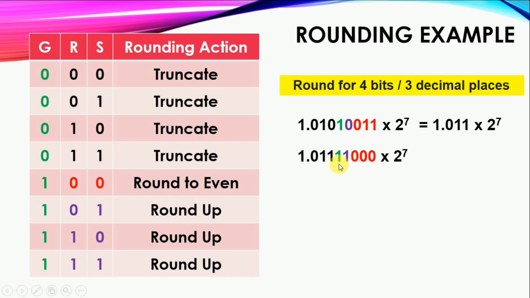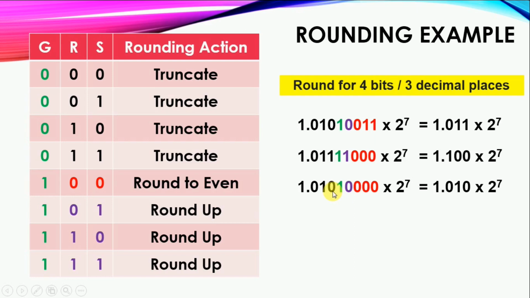Next case: here also my guard bit is 1 and the sticky and round bit combination is non-zero. So I have to round up by adding logic 1 at the LSB. Now this is the special case I mentioned previously. My guard bit is 1 and the round and sticky bit combination is completely 0. At that time I have to apply the banker's algorithm. I check whether the LSB of the bits to be retained is odd or even. Here it is even, so I just truncate it.